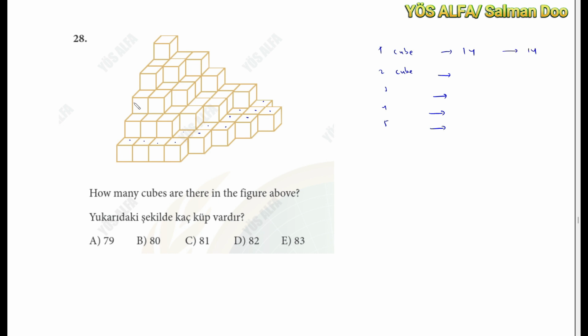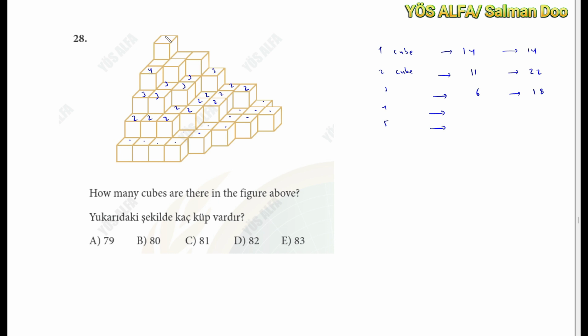How about 2 cube blocks? We have 1, 2, 3, 4, 5, 6, 7, 8, 9, 10, 11. So we have 11 blocks of 2 cubes. So the total number of cubes is 22. And we have 3 cube blocks too. 1, 2, 3, 4, 5, 6. 6 of 3 cubes makes 18 altogether.